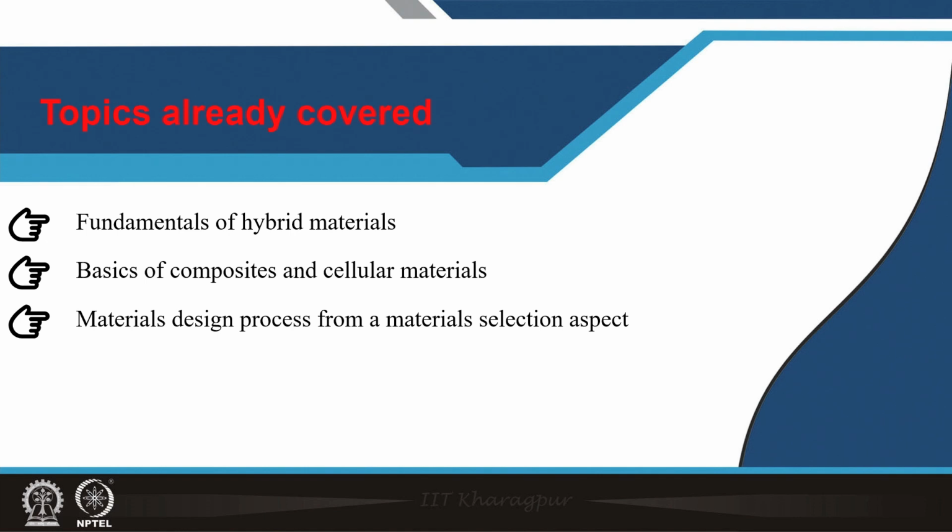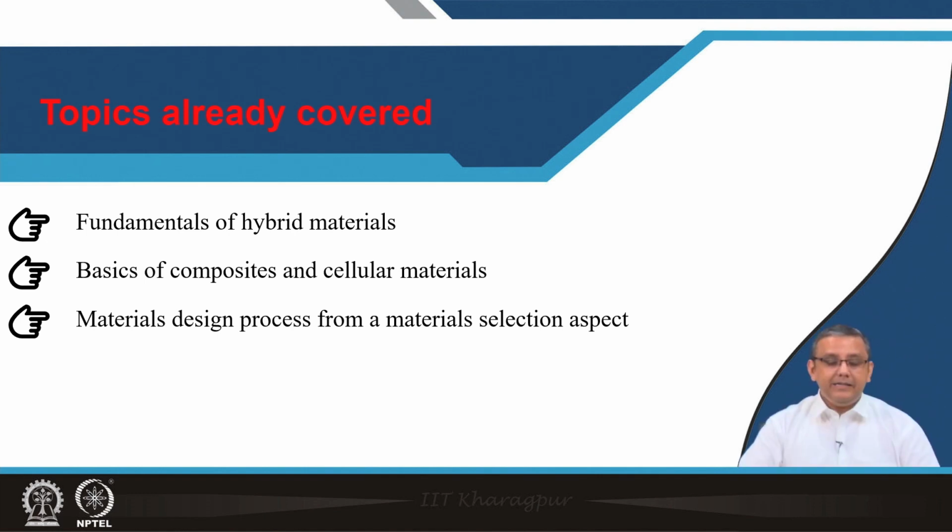In the previous lectures, we have already covered the fundamentals of hybrid materials. We defined what hybrid materials are. We classified the hybrid materials into two broad groups, composites and cellular materials, and in the last lecture we also learned how the materials design process, from a material selection aspect, should be done in a systematic manner to actually exploit all the benefits of the available materials.